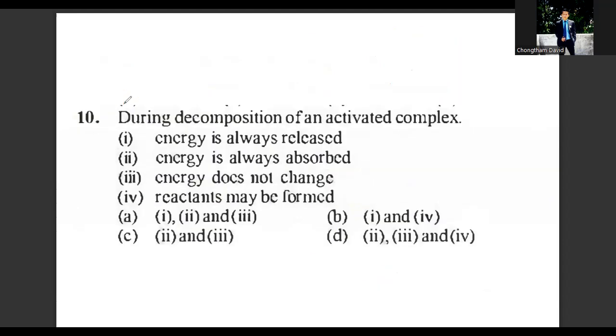During decomposition of an activated complex, which of the following is the correct answer for question number 10? So let's see. Energy is always released. Good, this is correct. Energy is always absorbed. Wrong. Energy does not change. This is wrong. Reactants may be formed. If 1 and 4 are correct, B is the answer to question number 10. Good. Let's read question number 11.